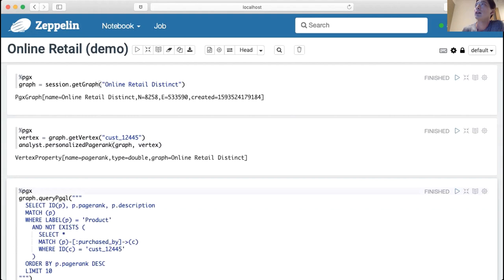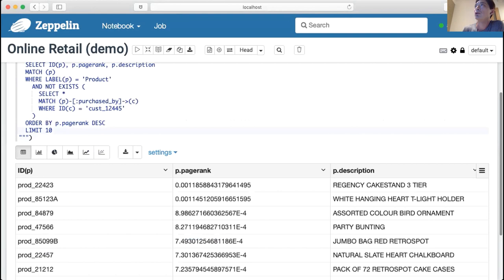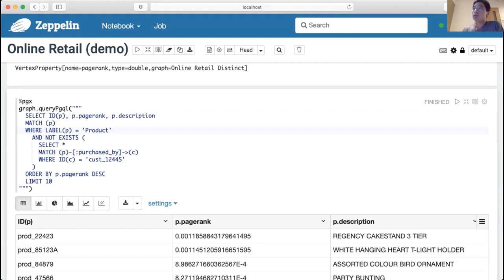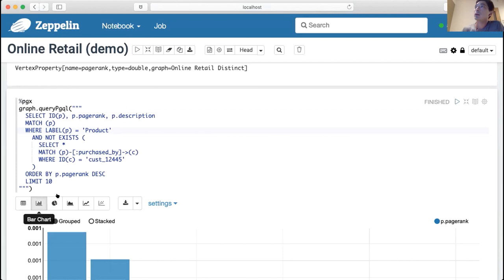And then we can access that property using PGQL. So a PGQL query returns a result in table format. So you can get this table, familiar for relational database engineers. Maybe, yeah, you can visualize it.